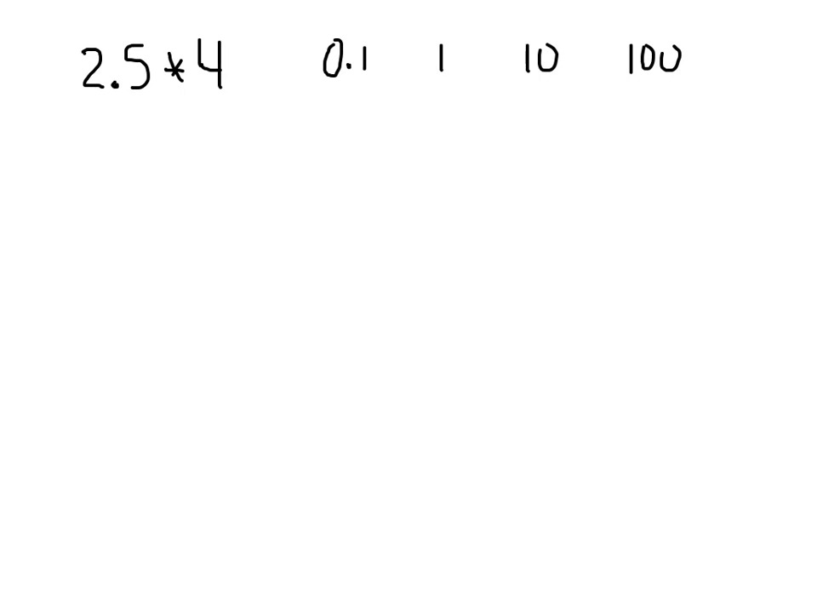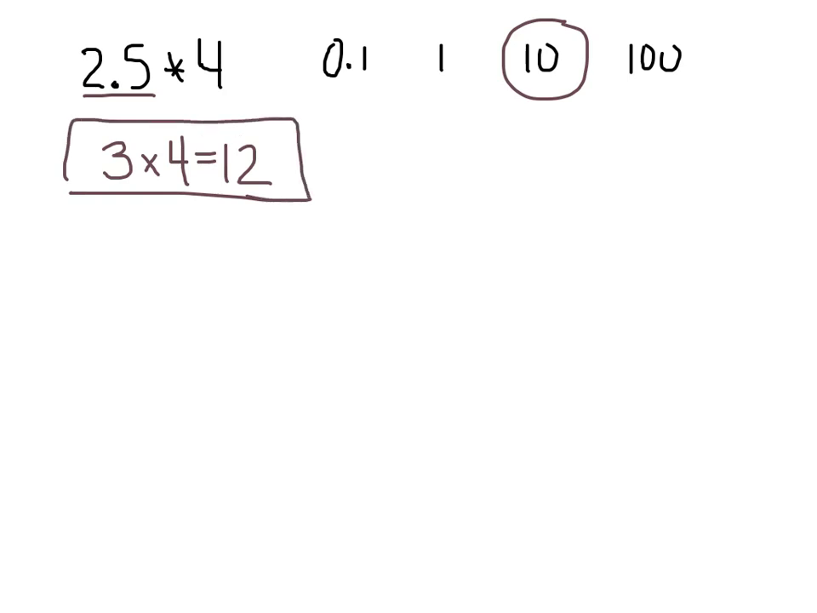So in this case, the way to start this out is to round any decimal numbers to whole numbers. So this is about 3 times 4, which we can very quickly say is 12. And if I look at my choices, it's not close to a tenth. It's really not that close to 1. It's very close to 10, and it's not close to 100. So the closest answer is going to be 10. Now they are asking you for explaining your reasoning using words, pictures, or numbers. Here's a great explanation right here with using numbers.